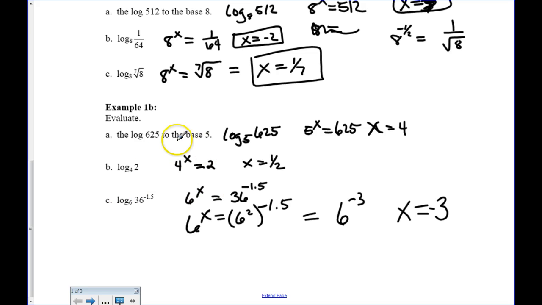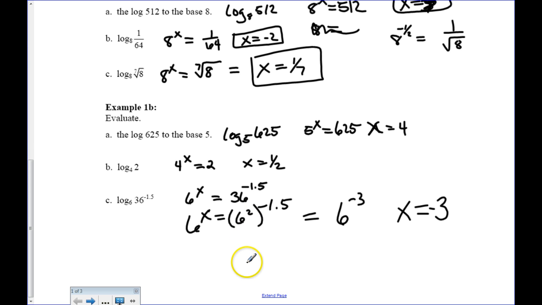So, this one. 4 to the what power equals 2? Yeah, 0.5 or 1/2. This is the one that's a little tricky. If you can get this 36 down to a base 6, which is the same as saying 6 to the second, then you could take 2 times negative 1.5, which equals negative 3. So x in this case is negative 3. Because you can take a power of a power, you're multiplying.